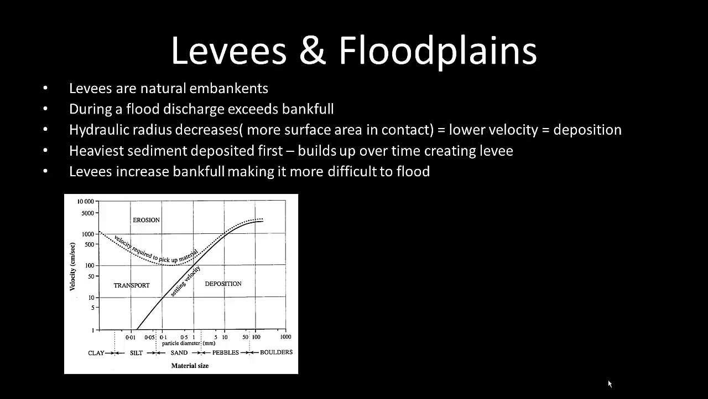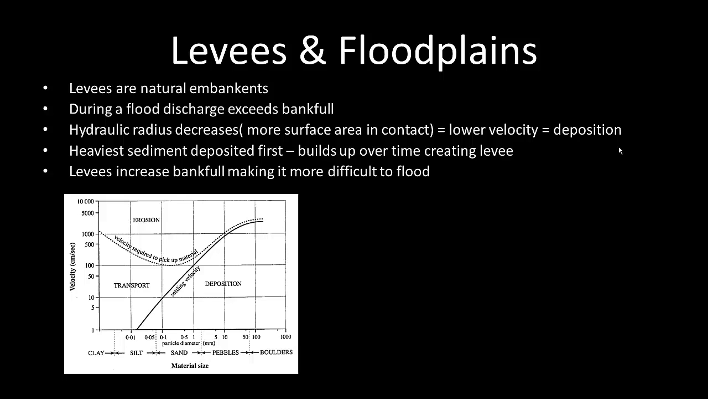Levees and floodplains are the final bit. Now when a flood occurs, it exceeds bankfull, and what this means is the velocity of the river is drastically reduced because there's a much larger wetted perimeter. As said here, the hydraulic radius decreases. Again, I'll cover this in another video, but it's basically a measure of the efficiency based on frictional contact. So there's more surface area in contact, so that lowers the velocity, leading to deposition. The heaviest sediment is deposited first, and this builds up over time. And this is basically what the levee is, because it's on the banks of the river.